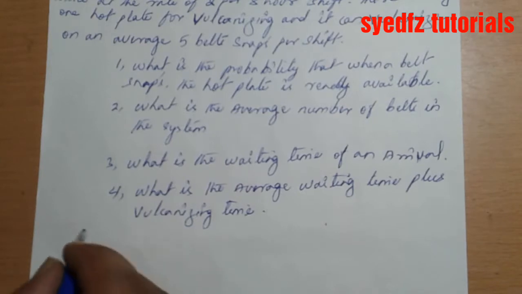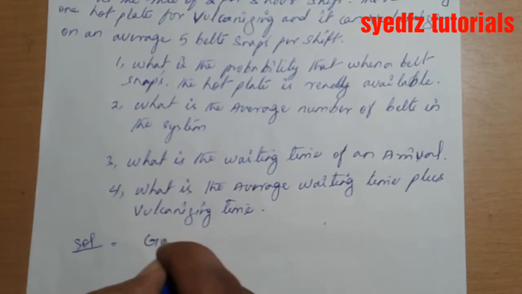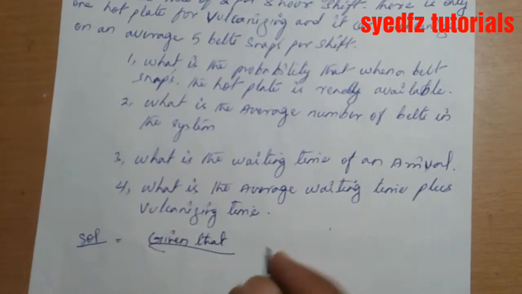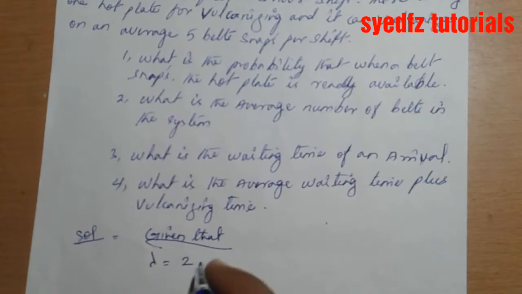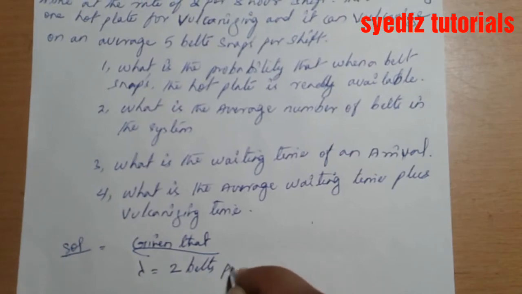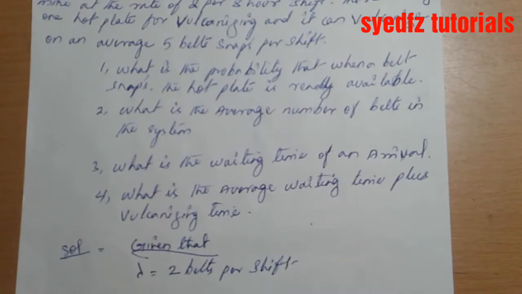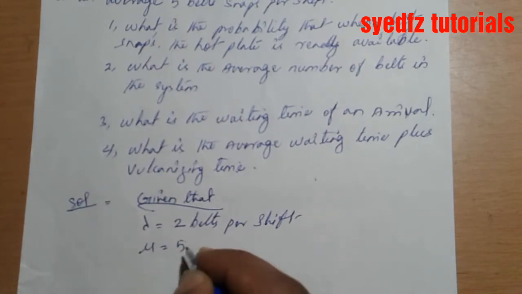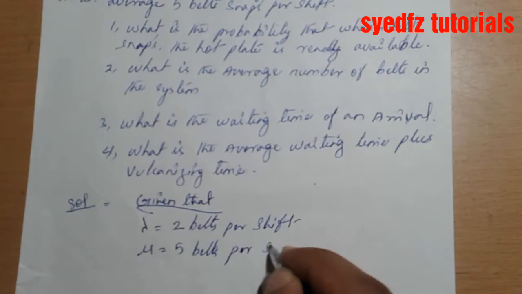Now let's start the solution. First, what is given? Lambda is equal to 2 belts per shift, and mu is 5 belts, meaning the capacity is 5 belts per shift.